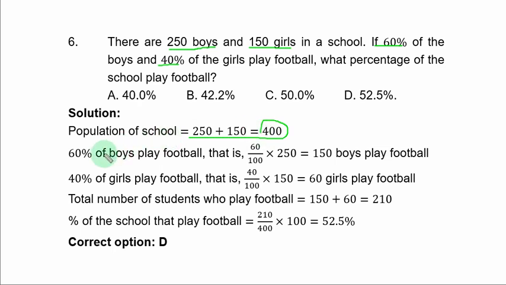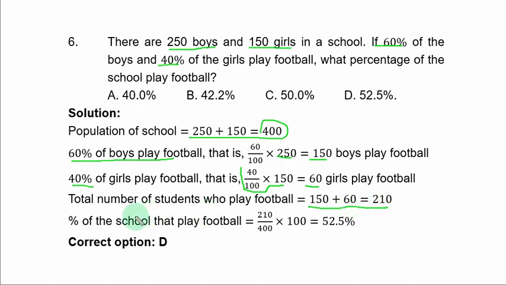But for the boys, 60% of boys play football. That is 60 over 100 times number of boys 250. That simplifies to 150 boys that play football. For girls that play football, you have 40%. That is 40 over 100 times number of girls 150. This simplifies to 60 girls. Now, total number of students who play football, that is 150 plus 60, 210.